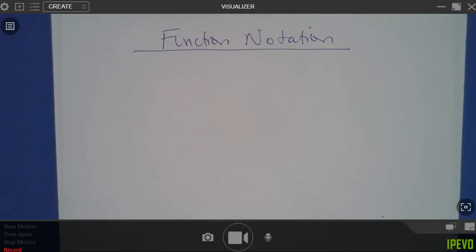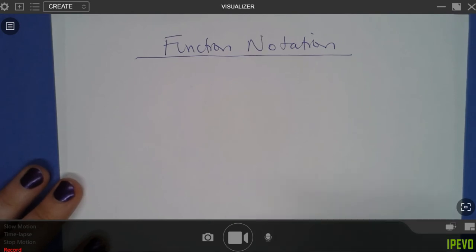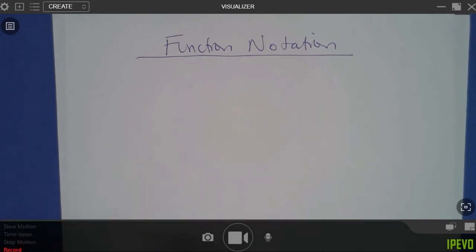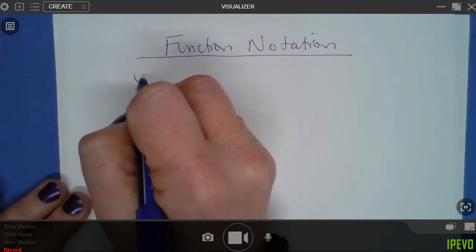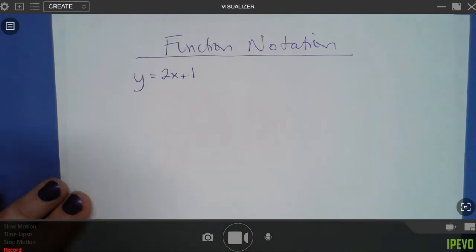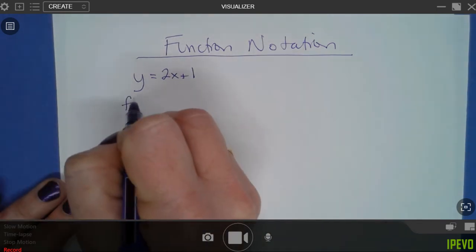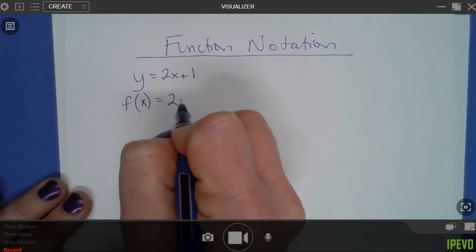So function notation is a way of communicating what you want to have done. They will replace y. Like if we have an equation y equals 2x plus 1, they replace y and call it, well, this is a function. So we're going to say this function of x equals 2x plus 1.